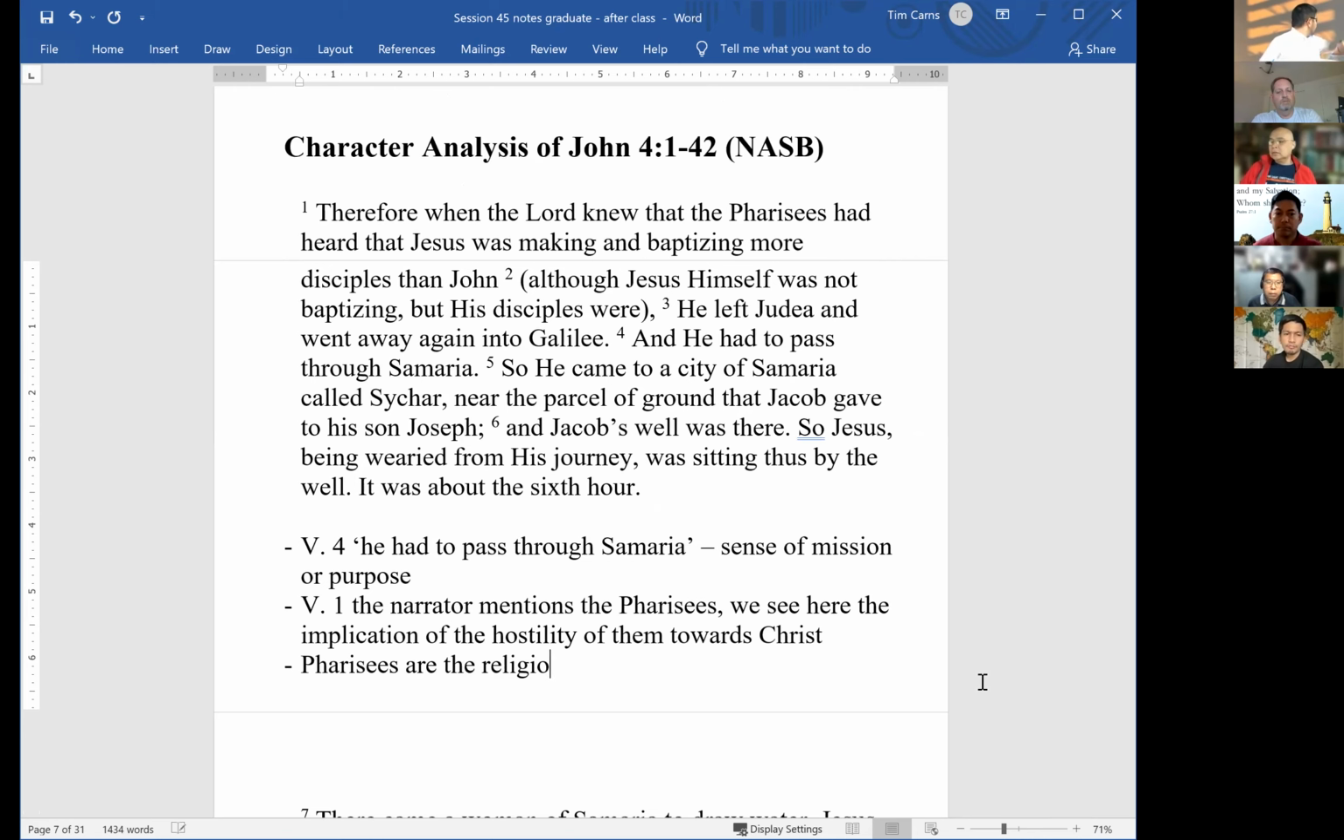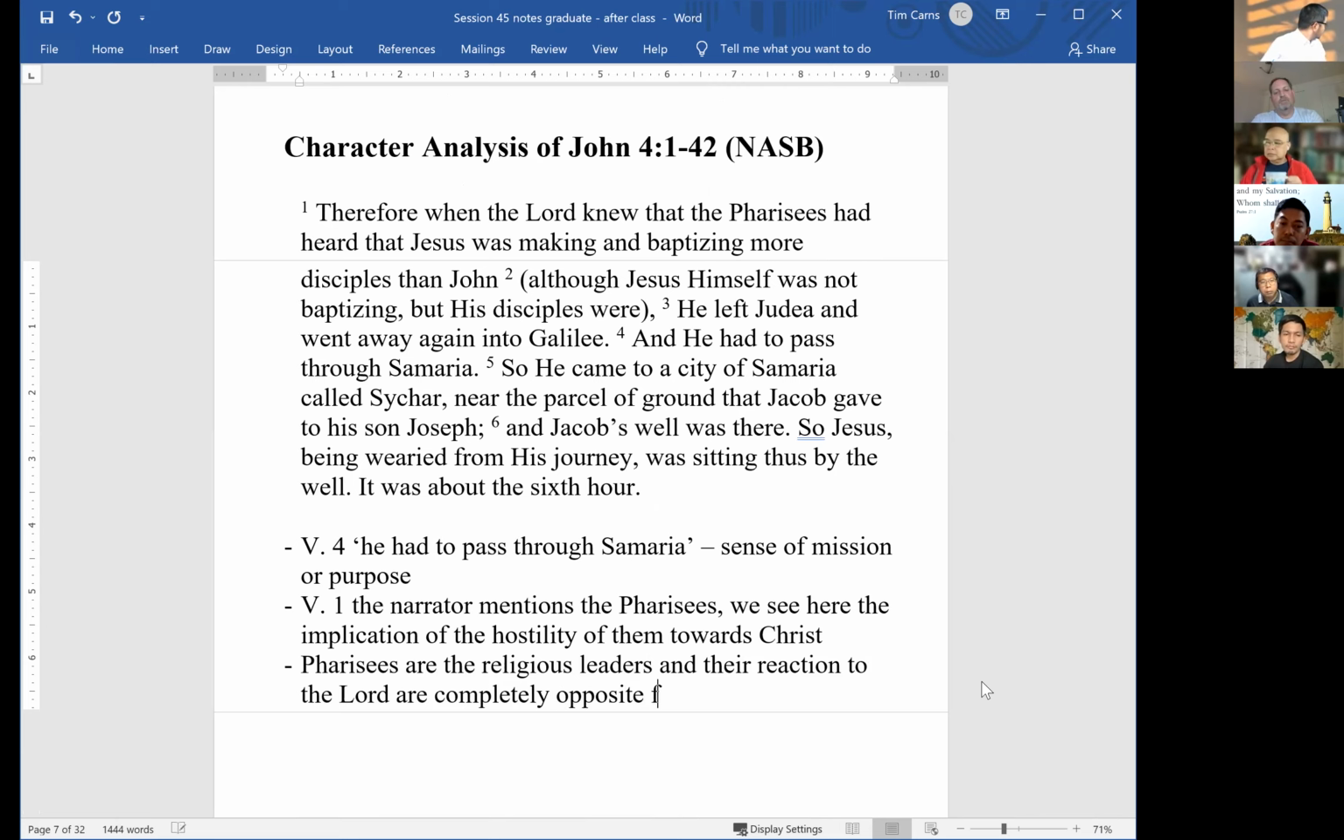Their reactions to the Lord were complete opposites. So yeah, they're completely opposite from the Samaritans' reaction, right? And remember, there's this cultural prejudice that hangs over this story. There's this antagonism between Jew and Samaritan, especially between the Jewish leaders and the Samaritans, right?